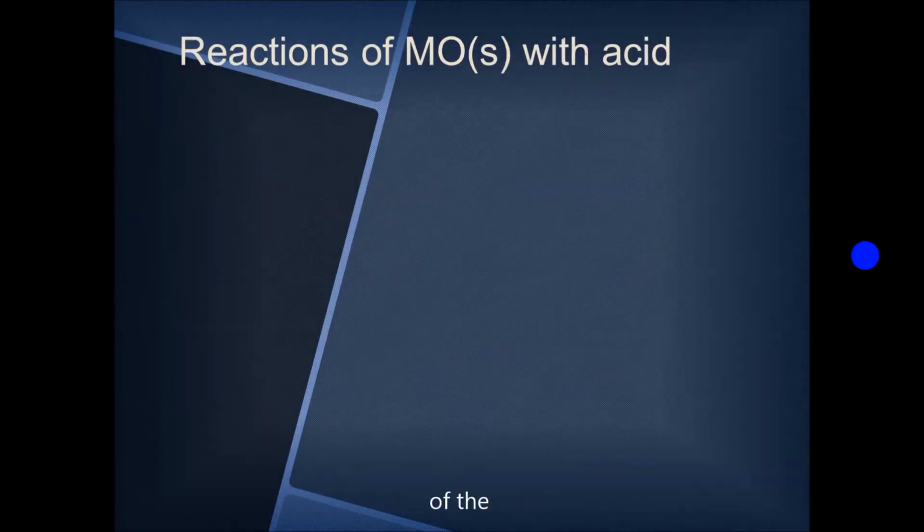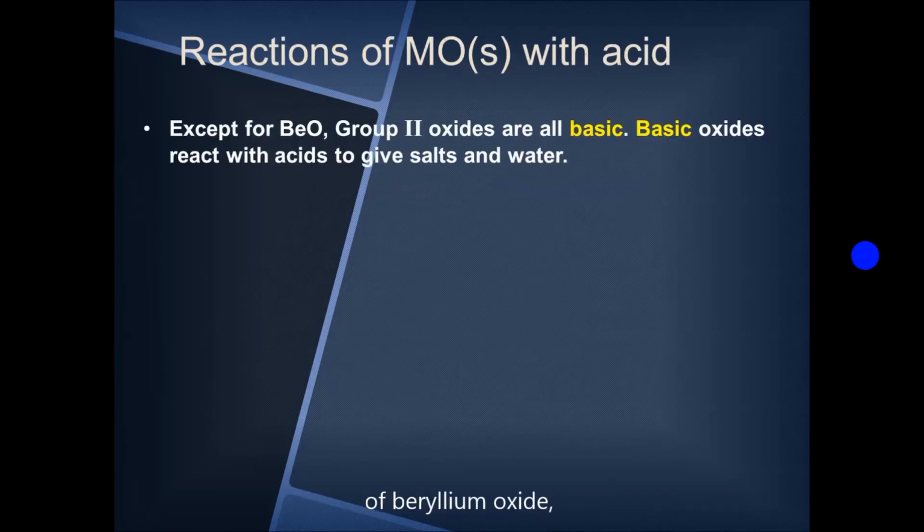For the reactions of the Group 2 metal oxides with acid, with the exception of beryllium oxide, all other Group 2 oxides are basic. Basic oxides react with acids to give salts and water.